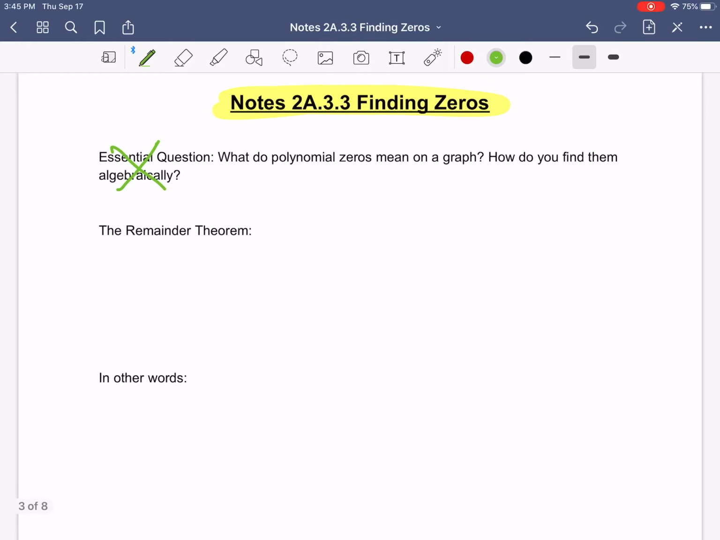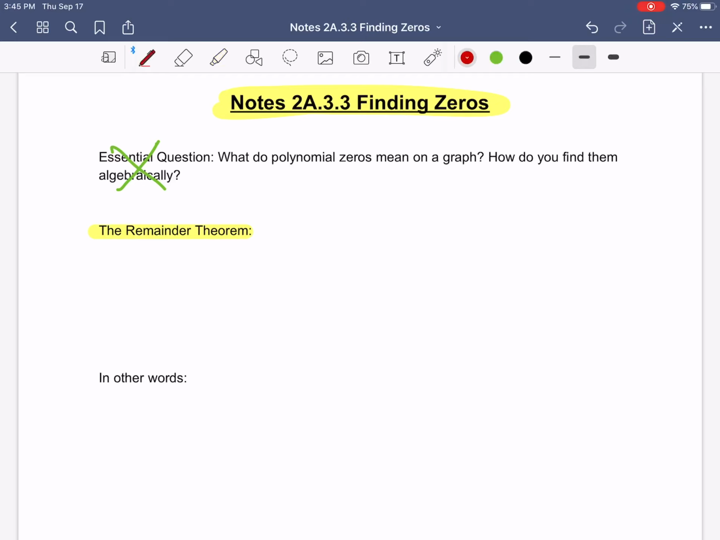Okay, so we're going to look at the remainder theorem. That's how we're going to find some zeros. So we solved quadratic and cubic equations by factoring, but we have another way that we can solve cubic and higher level problems as well. So the remainder theorem says, make sure you write down the remainder theorem.